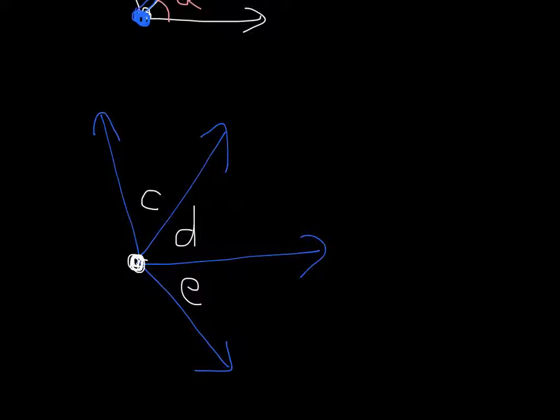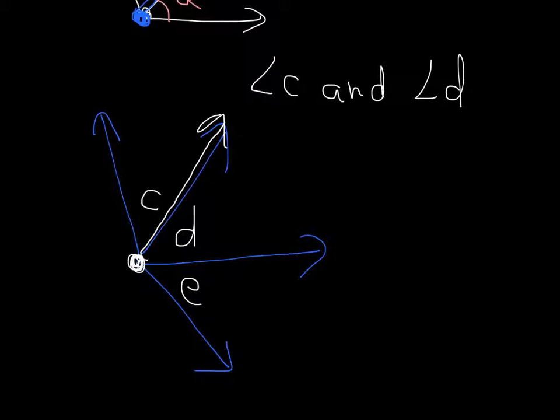Okay, let's look at which ones you would say. If you looked at angle C and angle D, what you would notice about C and D is that they do both share a vertex and they also do share a common side. This side right here between them is a common side. So angles C and D are adjacent.